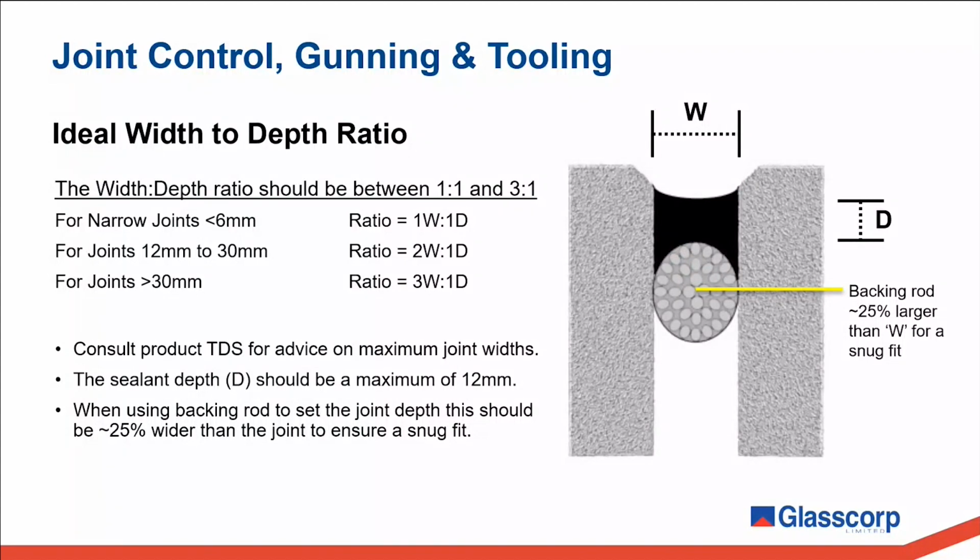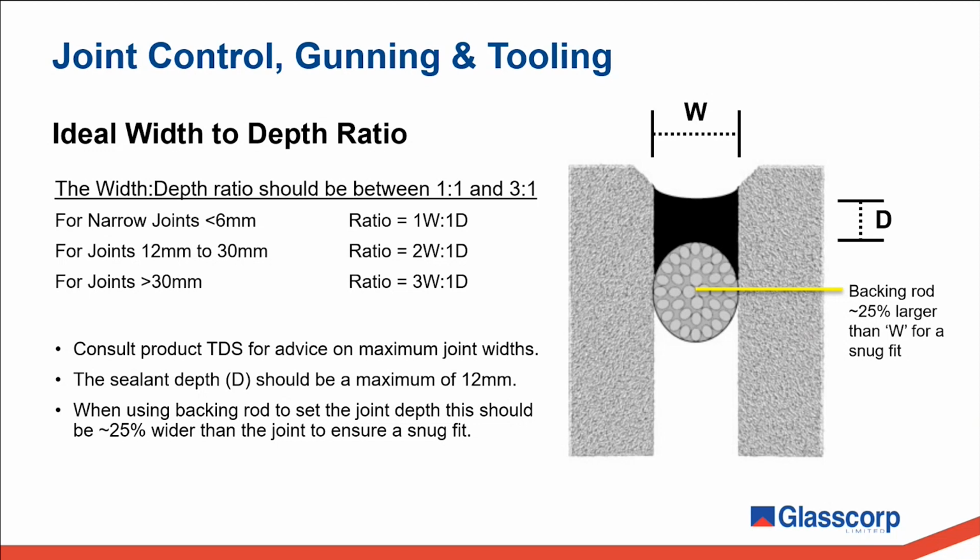Some other points: if you're working on filling a large gap, consider the product data sheet for the maximum joint width. So I mentioned that previously. A thin sealant joint will accommodate more movement than a thick joint. So as joints get wider, it's not necessarily better to make them deeper. We say 12 mil is the general maximum sealant depth that you want. If it starts getting thicker than this, it becomes more detrimental than beneficial.